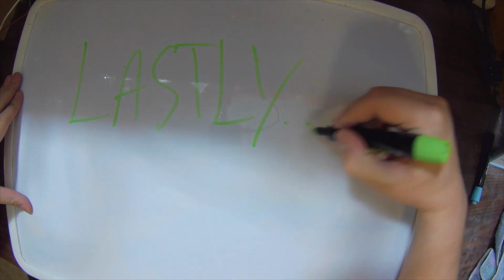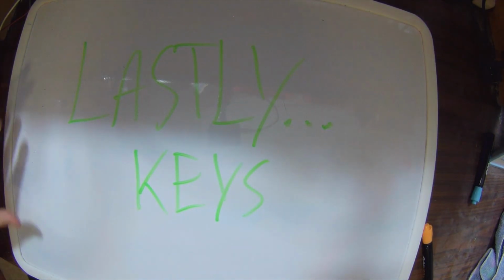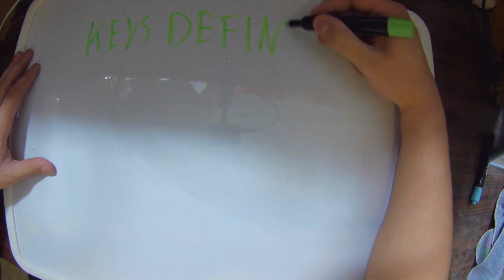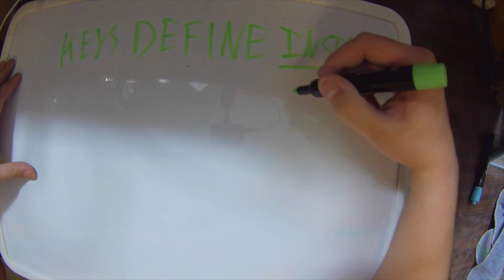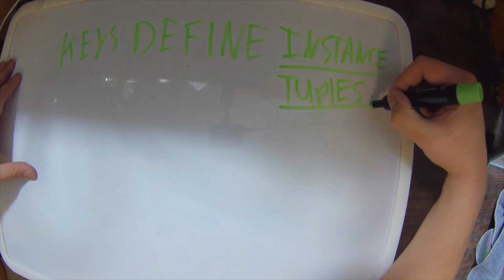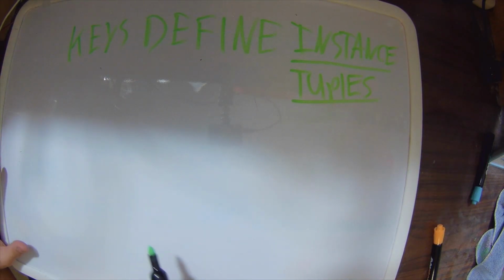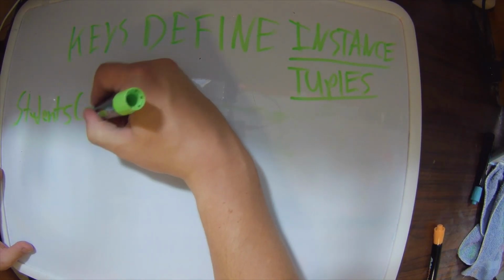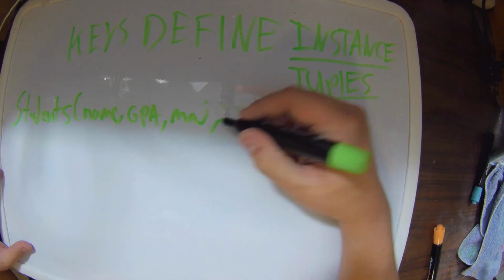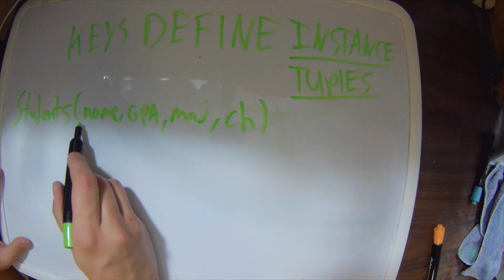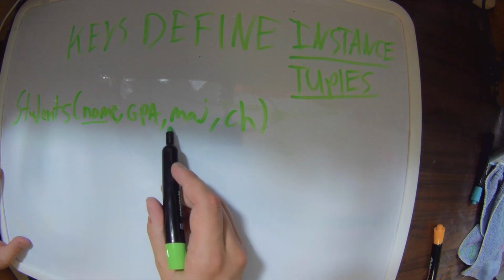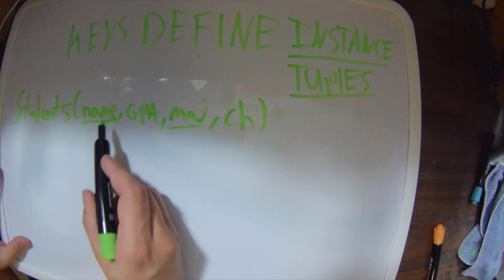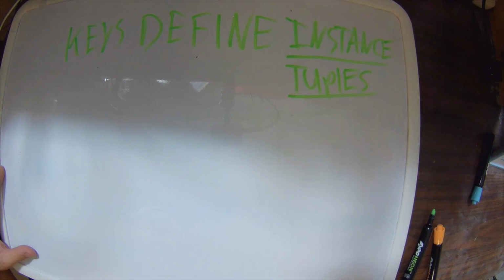Alright, I know this video has been getting long, but there's one more thing to talk about, and that is keys. Keys are what define an instance. So that means if you know these components of that instance, you can get the rest of the components inside of that same instance. To define what the keys are in a schema, you simply just underline the attributes that are the keys. So for this instance, we can underline name and maybe major to say that that will give us a student.